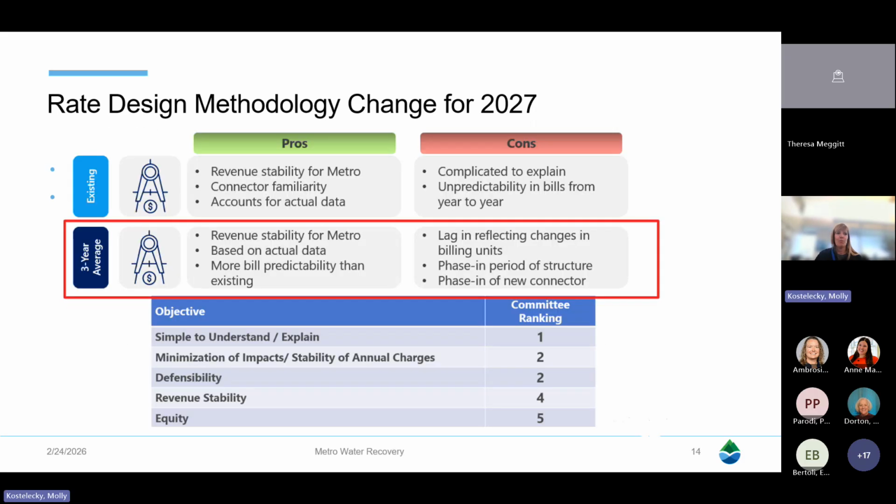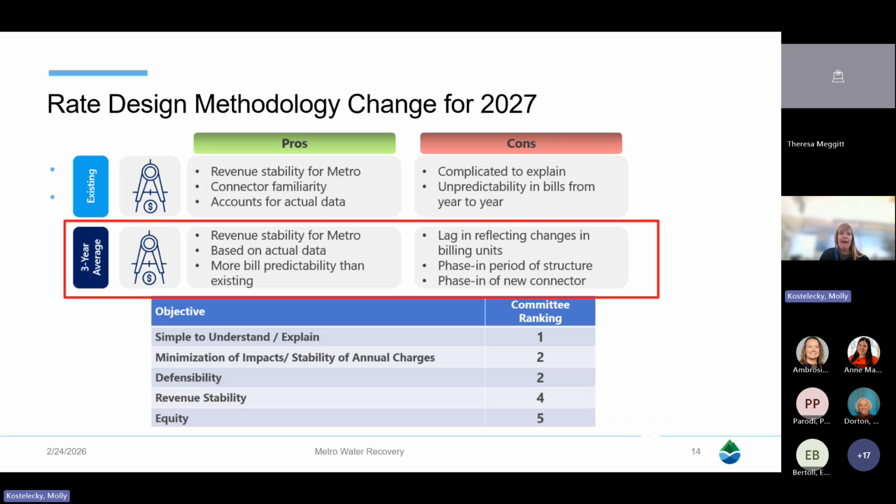Some of the things that we went through are some pros and cons. The existing methodology has stable revenue. Connectors were familiar with it, even if it is quite complicated, and it accounts for actual data. What it didn't do was create predictability from billing. It still is complicated to explain.